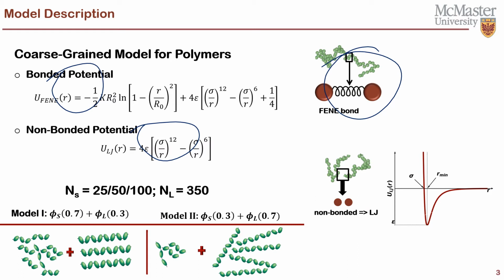For our idealized system, we have systematically combined both long chains and short chains together. For the short chains, the chain lengths that we considered ranged from 25 to 100, and for the longest chain we considered, we have a chain length of 350. We combined these two in two models. For the first model, the short chains make up 70% by weight and the long chains are present in a 30% mass fraction. For the second model, we have 30% by weight of the short chain and 70% by weight of the long chain.